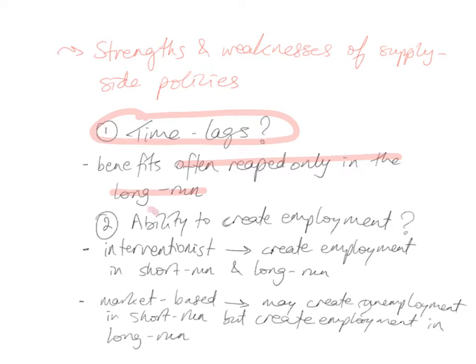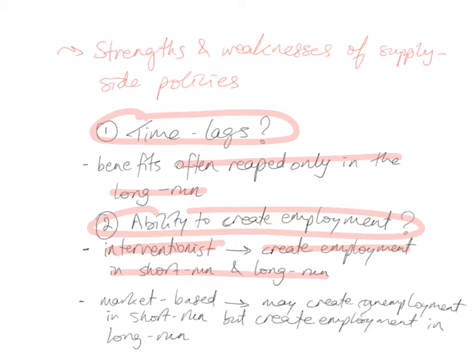In terms of ability to create employment, interventionist supply-side policies will create employment in both the short run and the long run, because they increase aggregate demand in the short run and then they increase long-run aggregate supply in the long run. Market-based policies may or may not create employment in the short run, depending on the policies, but they always create employment in the long run.